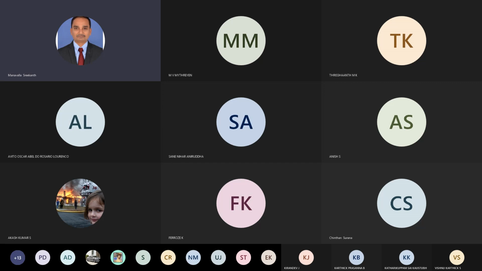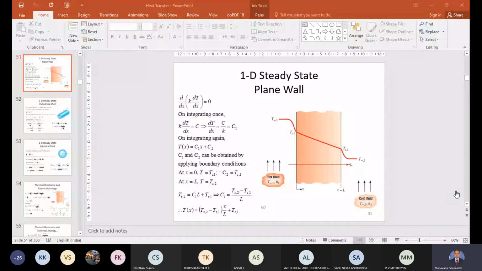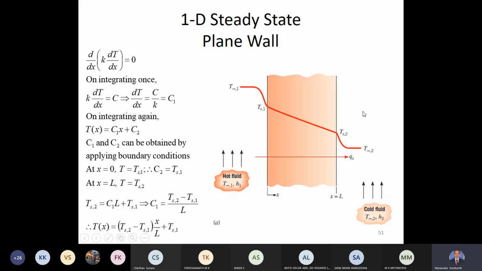All right, so this is where we have stopped in the previous class. We have taken a plain wall and we have subjected it to two constant temperature conditions. From this figure, you can see that Ts1 is the constant temperature on the left side and Ts2 is the constant temperature on the right side. And after deriving the temperature distribution, you can see from the plot itself that this particular line is a straight line. That means the temperature distribution is basically linear.